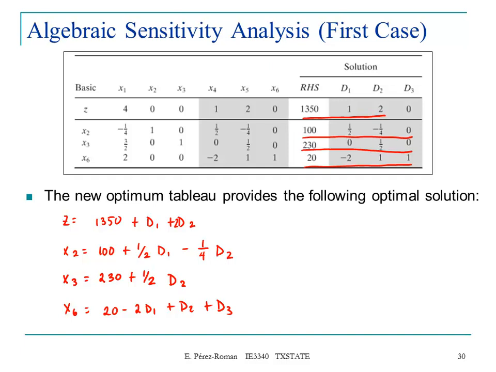So now you can express the optimal solution taking into consideration the dual prices. And that's what we're doing here. So if you look at the tableau, we have our optimal solution here. What we are doing is adding the corresponding variables with respect to the dual prices. So Z is going to be equal to 1,350 plus D1 plus 2 times D2. And the same applies for X2. So X2 is the basic variable for the first row. So you have 100 plus 1/2 D1 minus 1/4 D2. And you can do the same thing for X3 and X6, which are the basic variables.